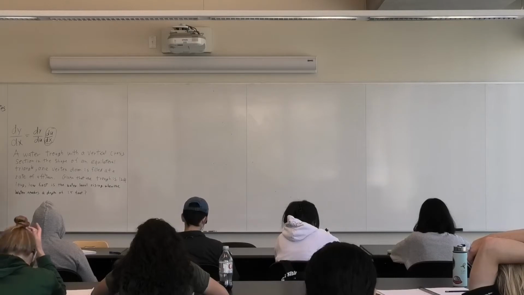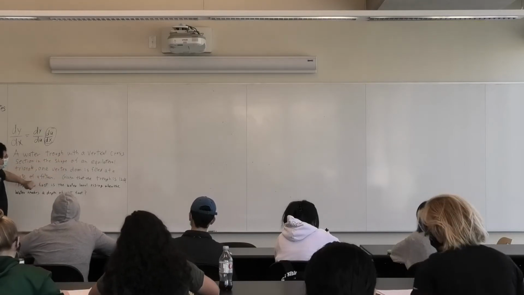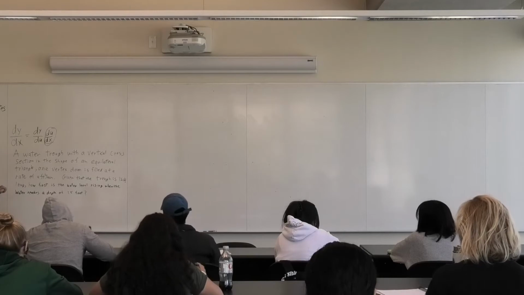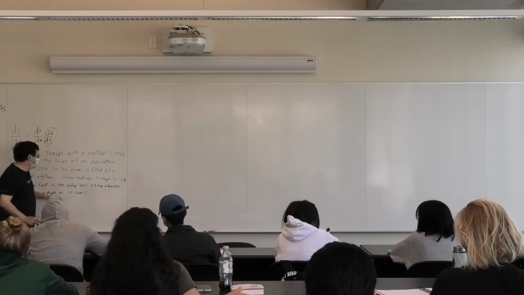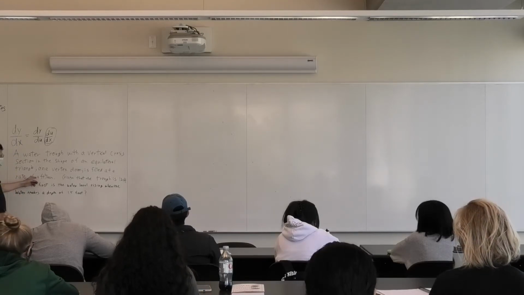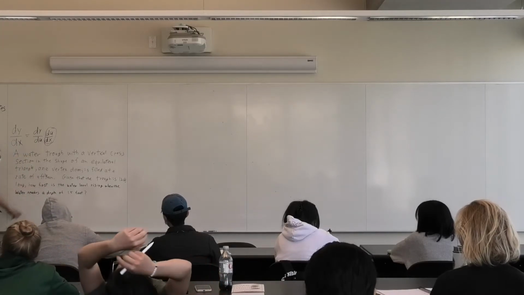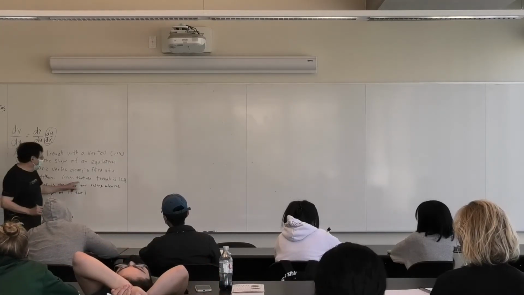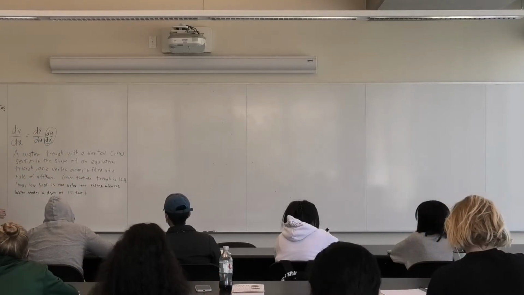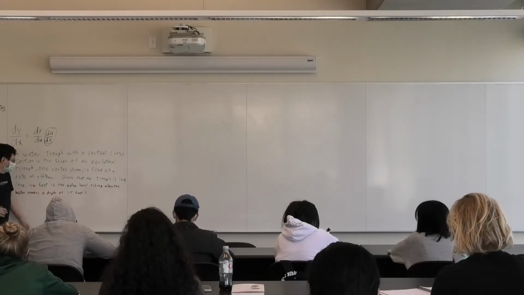Let's try a problem. Water trough with a vertical cross section in the shape of an equilateral triangle, one vertex down. It's filled at a rate of 4 cubic feet per minute. Given that the trough is 12 feet long, how fast is the water level rising? Specifically when it reaches a depth of 1.5 feet.